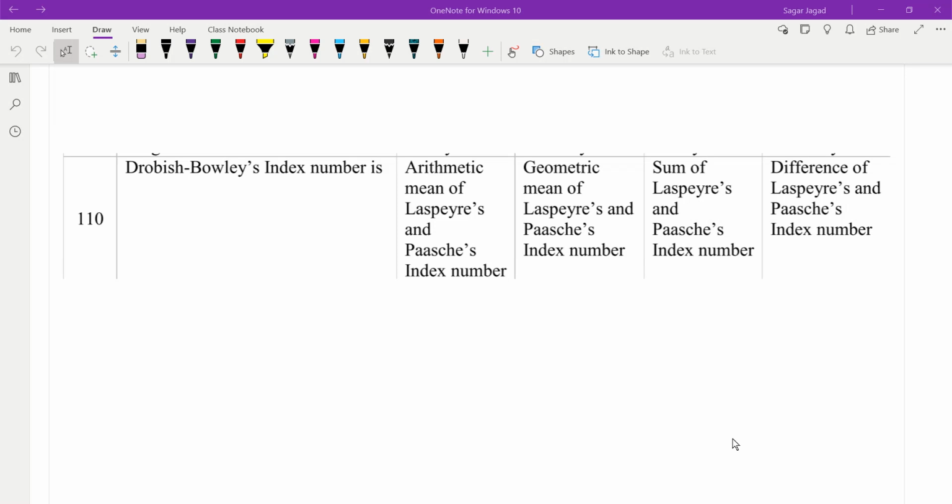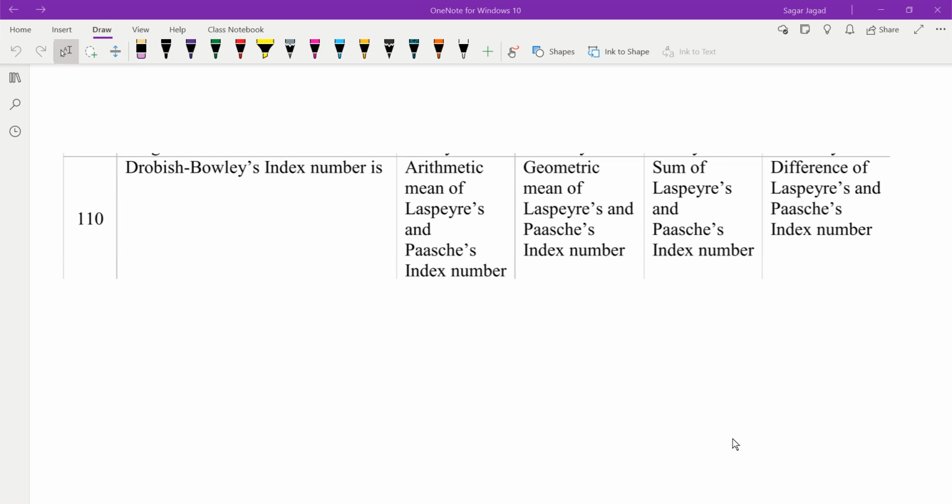So we are covering the MCQ questions for FYBCom students for semester 2 in Mumbai University, in which we are covering the simple questions from the question banks. Question number 110: the Darbyshire-Bowley index number is what? It is the arithmetic mean of the last price and past year, the geometrical mean of the last period and past year, the sum of both, or the difference of both.